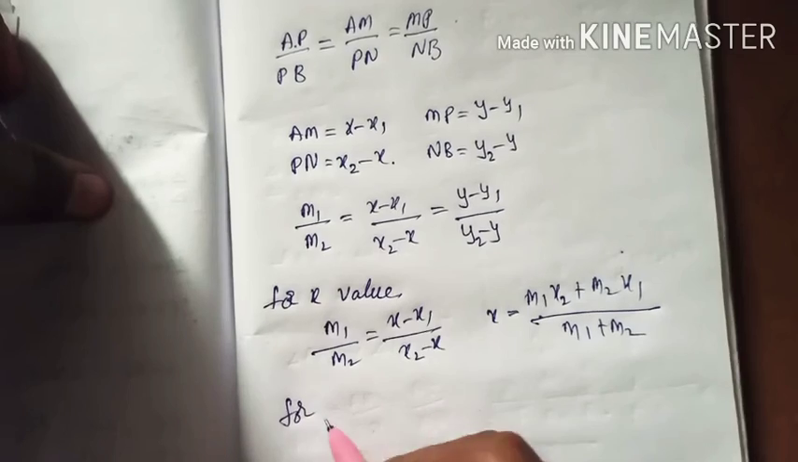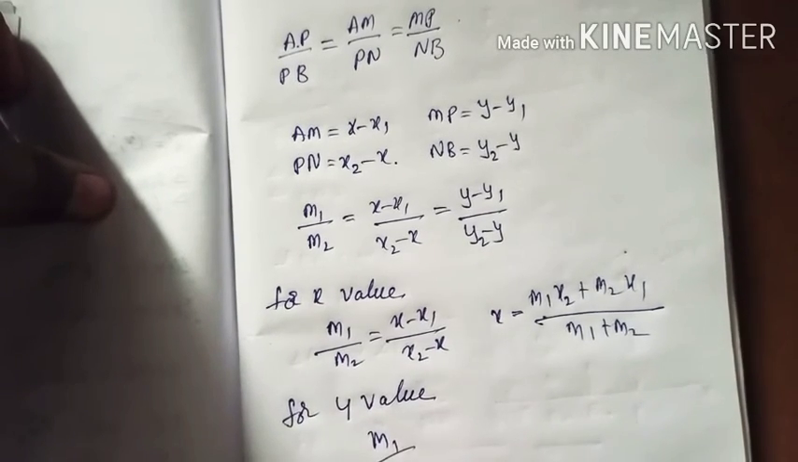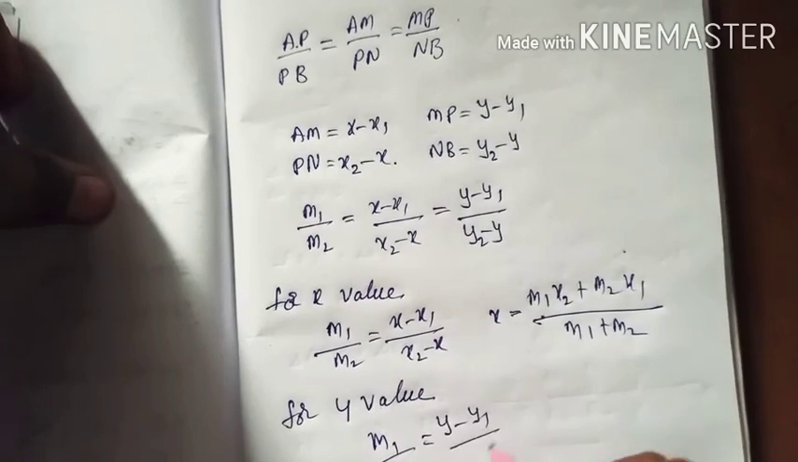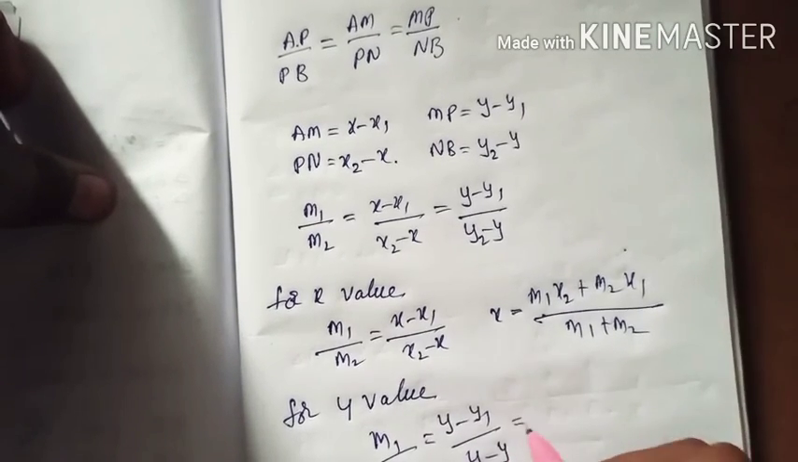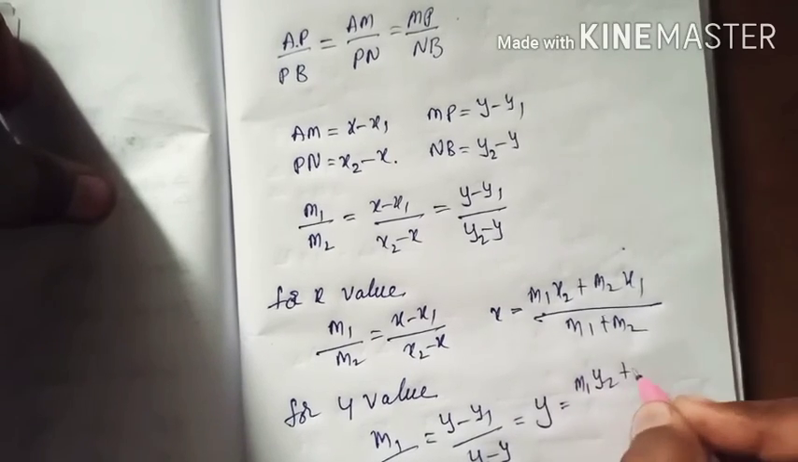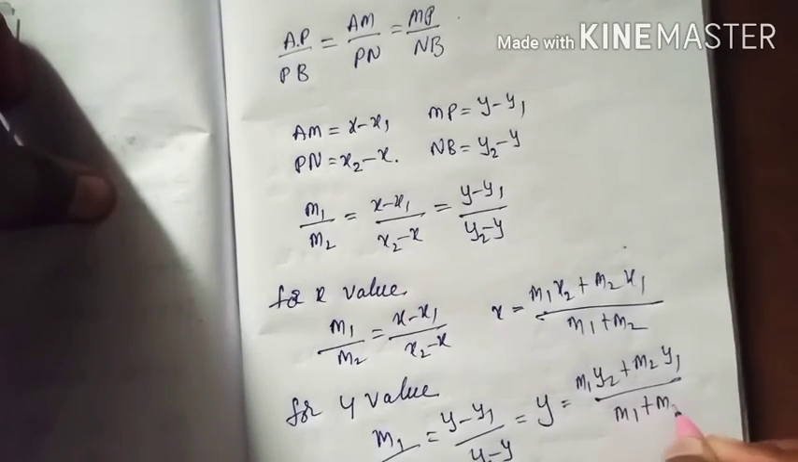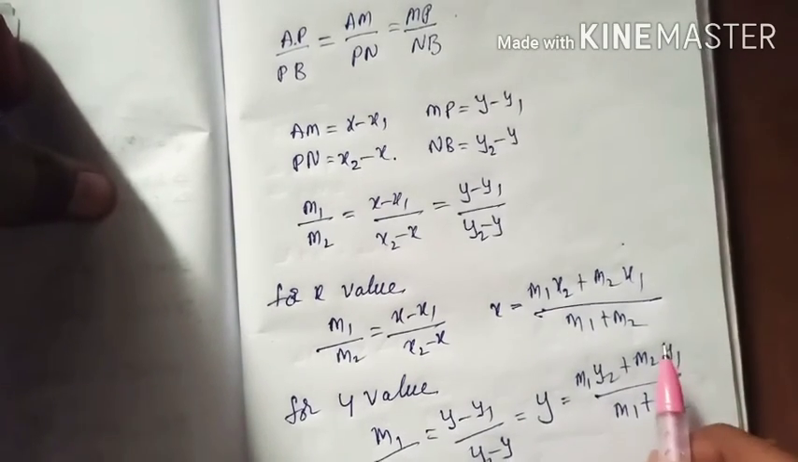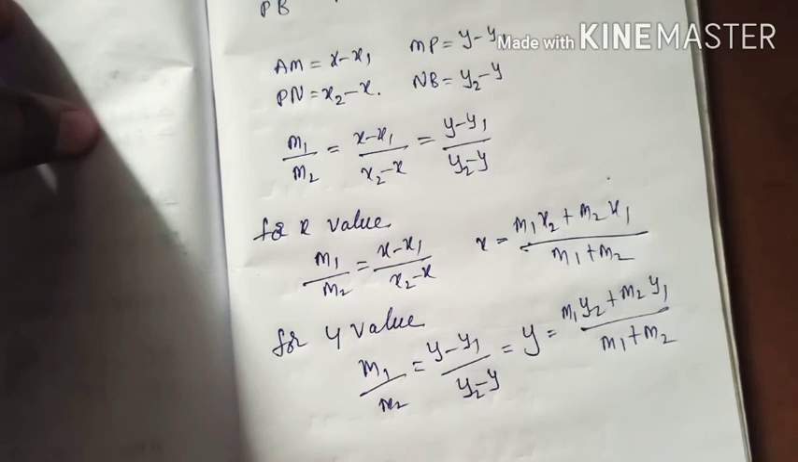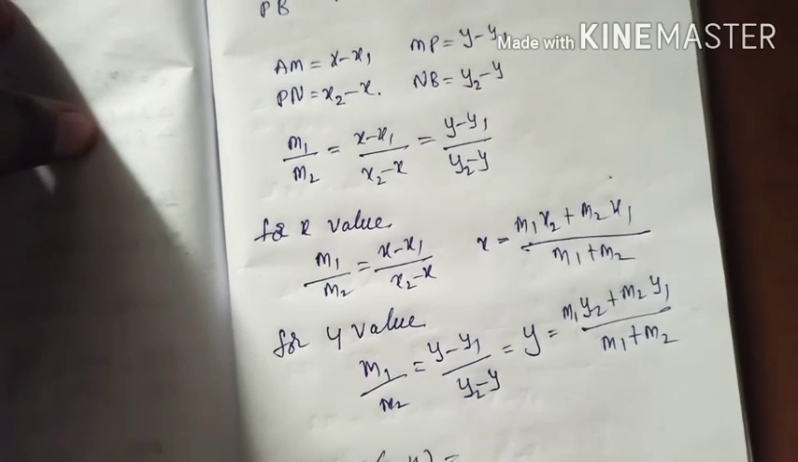For the y value, M1 by M2 equals (y minus y1) by (y2 minus y). So y equals (M1 y2 plus M2 y1) by (M1 plus M2). So these are the values. So the x, y values of P are here.